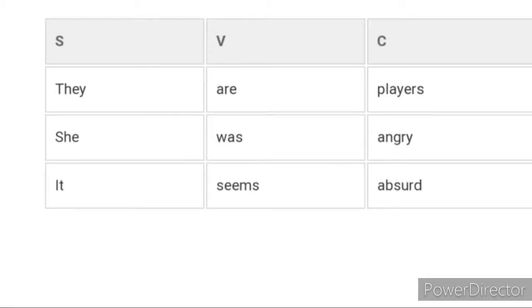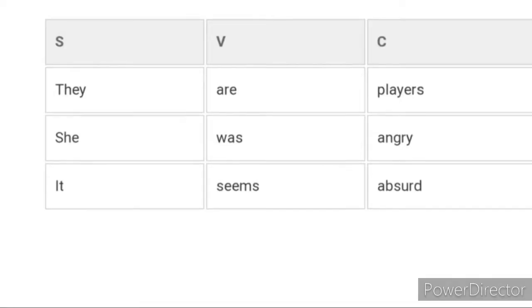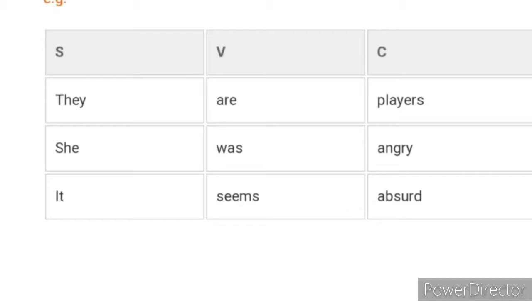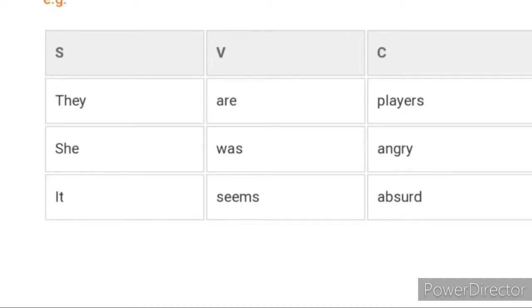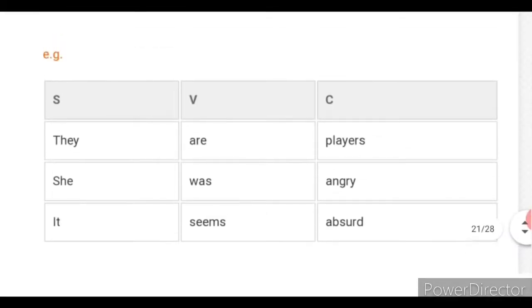Okay, the subject verb complement pattern we'll see first now. So they are players. She was angry. It seems absurd. Okay, so these words are all complement. Children, did you understand what the SVC pattern is?